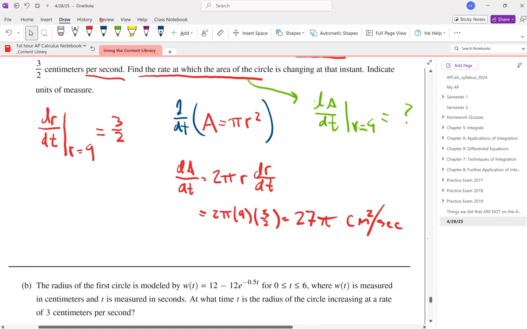That part should be fairly easy, right? That's a slam dunker of a question as far as a related rates problem goes. Didn't have to do any change of variable. Basically, do you remember the area formula for a circle and can you take the derivative of it?